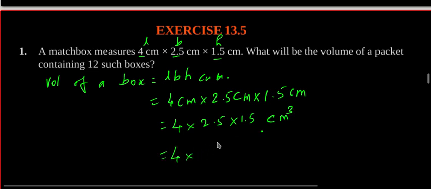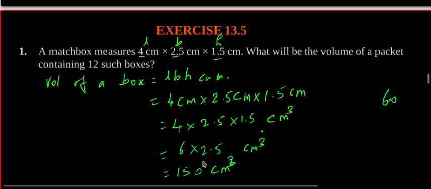Okay, 4 into 2.5. This 4 is a whole number. 4 into 15 becomes 60. One decimal place if we keep, we will get 6. So we will get 6 into 2.5 centimeter cube. 6 into 25 will get 150. Here one decimal place we have to keep, so we'll get 15 centimeter cube. So 15 centimeter cube is the volume of one box.